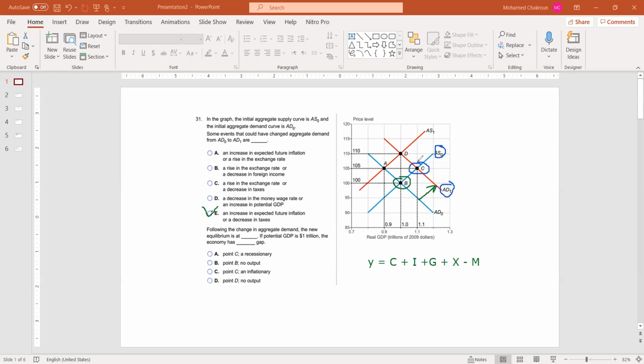So this is the first part, so it's point C. That means this is wrong and this is wrong. Now, is it a recessionary gap or an inflationary gap? If potential GDP is 1 trillion, that means this is potential GDP.